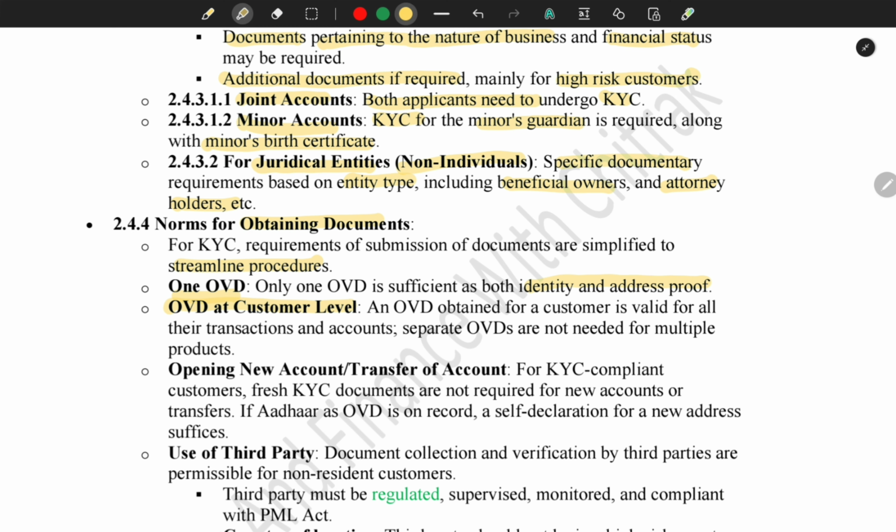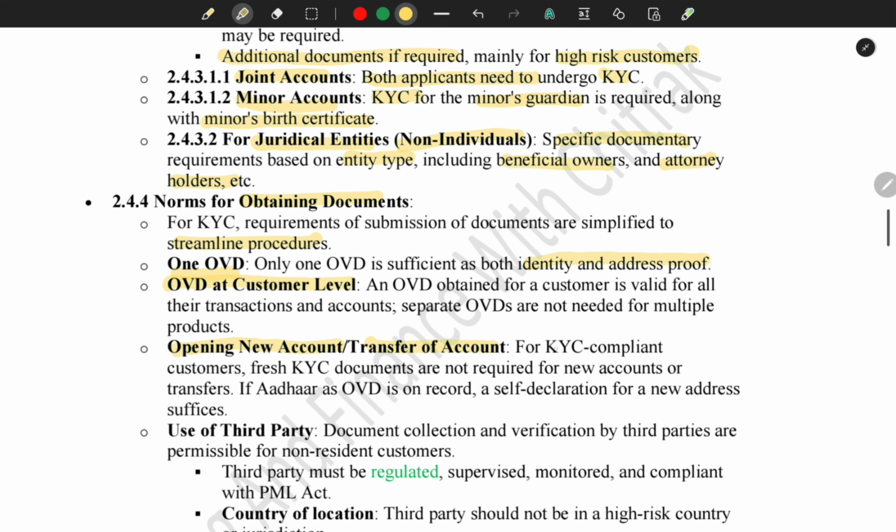So OVD at customer level basically means that when a customer is opening an account, then he doesn't need to submit another OVD for, let's suppose, the ATM he is being provided or the checkbook or any transaction he is doing. Only one OVD is sufficient for all the account related transactions. Then while opening a new account or transfer of account, for a KYC compliant customer, fresh KYC documents are not required for new accounts or when you are transferring it.